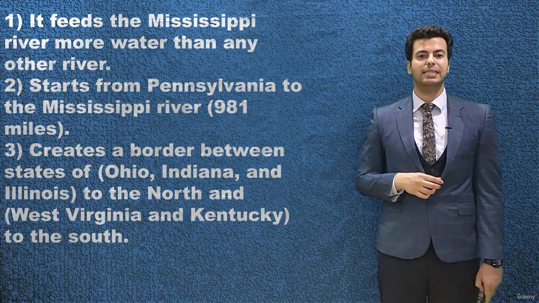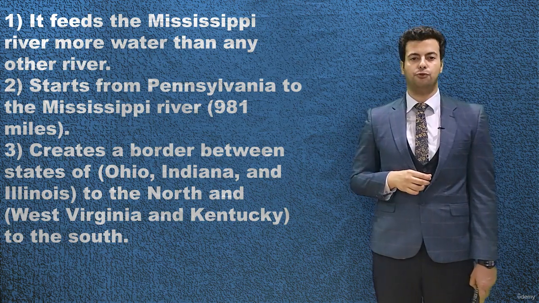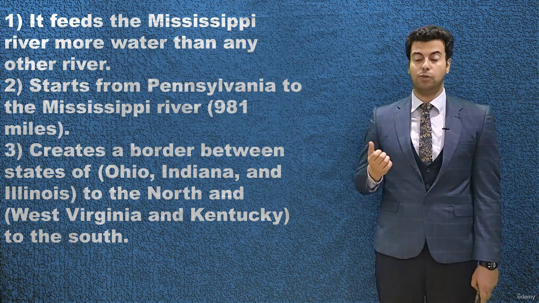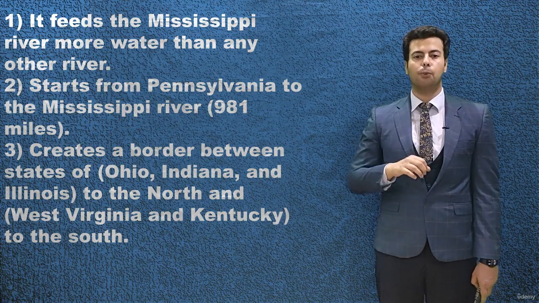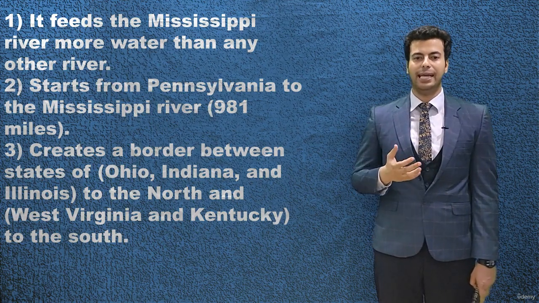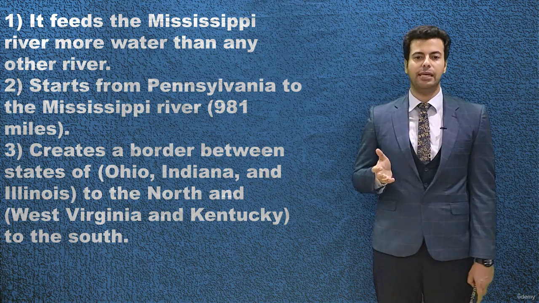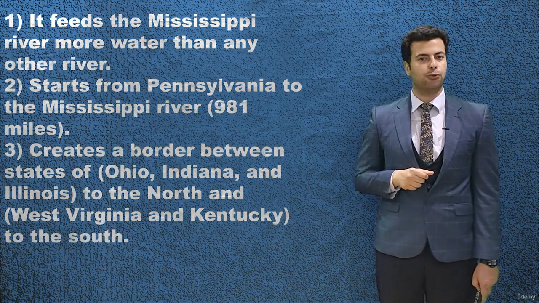The Ohio River. It feeds the Mississippi River more water than any other river. It starts from Pennsylvania to the Mississippi River, 981 miles, creates a border between the states of Ohio, Indiana, and Illinois to the north, and West Virginia and Kentucky to the south.